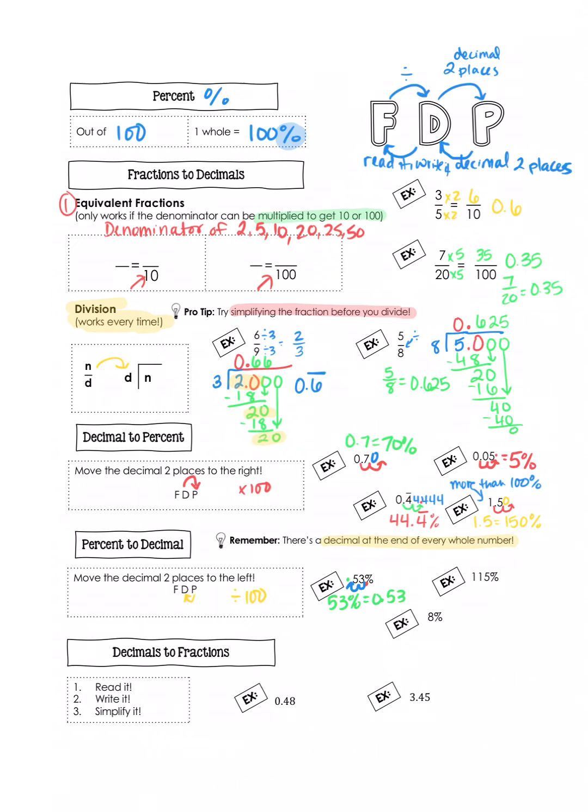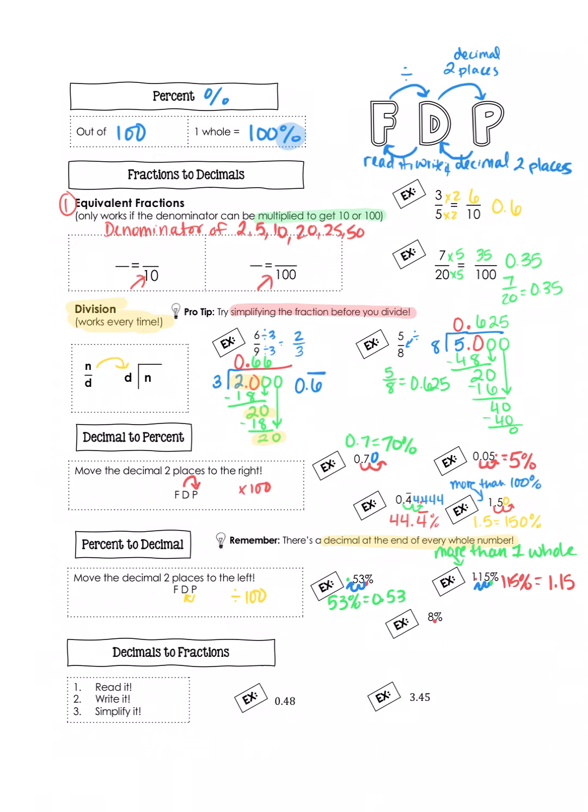The next one, 115%. I know that 1 whole is 100%, so I know that that is more than 1 whole. So there's that invisible decimal right here after the 5, and I move it 2 places, 1, 2, and it goes right there. So 115% is equal to 1.15.